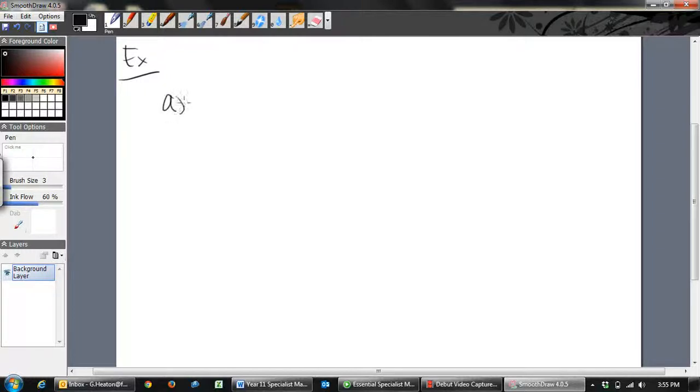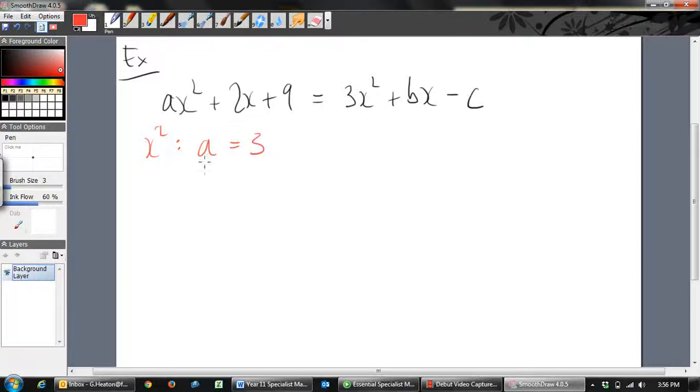So let's have ax squared plus 2x plus 9 is equal to 3x squared plus bx minus c. Let's have a look at this. Basically we look at each power. On this side, let's have a look at the x squareds. How many x squareds do we have? We have a x squareds. On this side, we have 3x squareds, and so we get a is equal to 3.